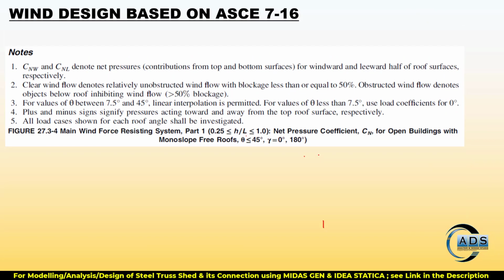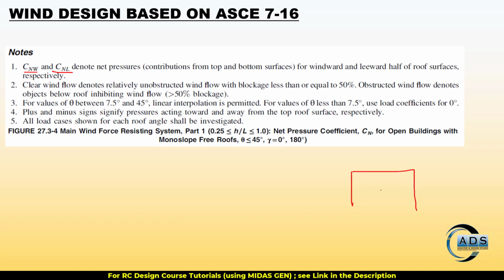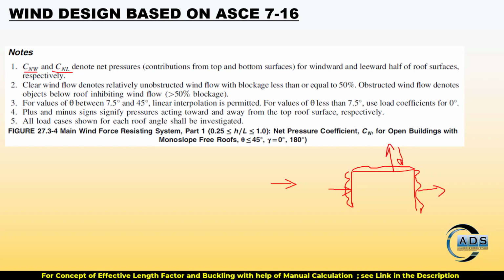Now there are some notes written under this figure. Point number 1 states that CNW and CNL denote the net pressures, contributions from the top and bottom surfaces of the windward and leeward half of the roof surfaces. Remember in our previous structures, let's say this is a structure and the wind is blowing from this direction, so it is a windward wall, this is a leeward wall, and this is the roof, with pressure direction this or that depending upon the theta. These are the external pressures, alright.